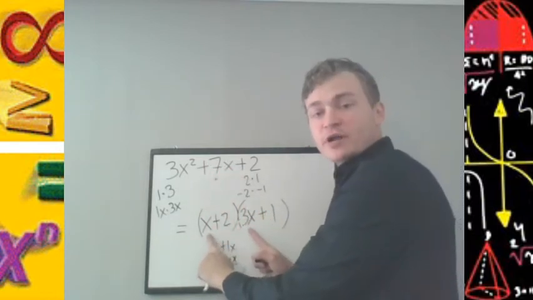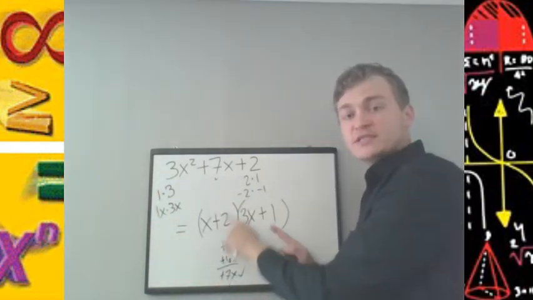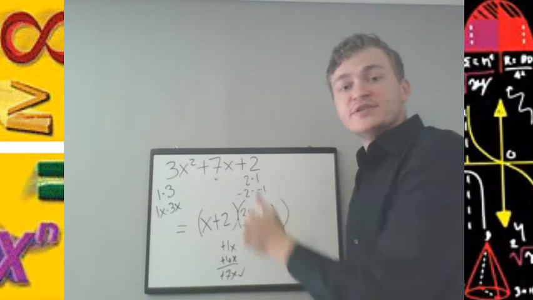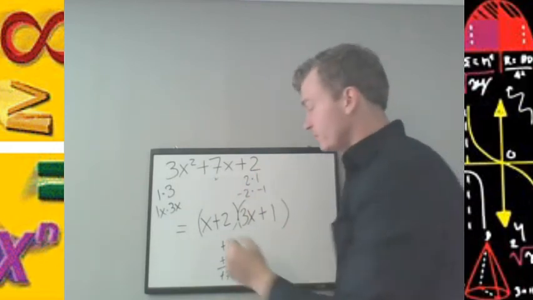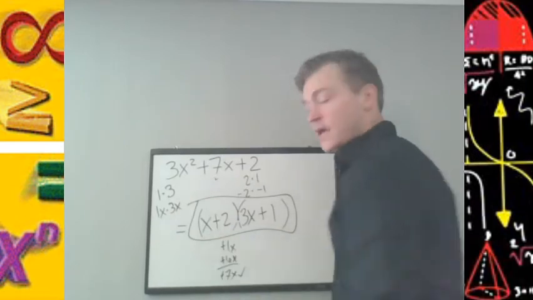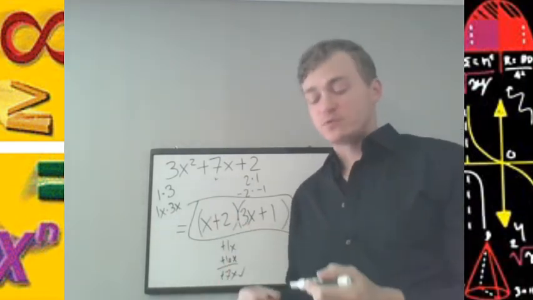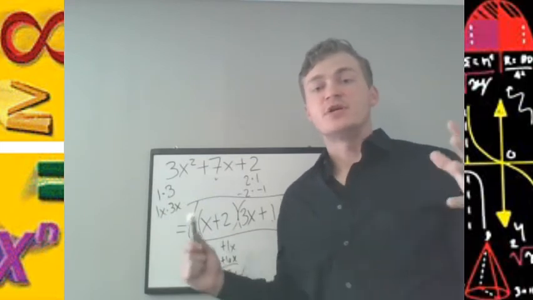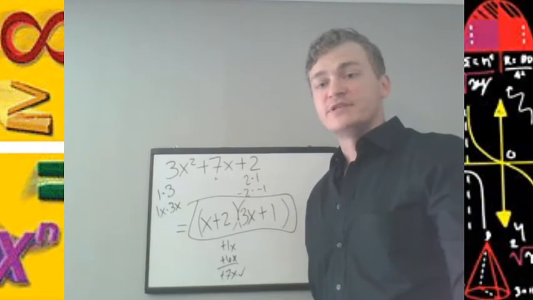We see the product of our first terms is 3x squared. We see that the product of our last terms is in fact 2. So we have correctly factored our trinomial 3x squared plus 7x plus 2 into the product of our two factors, x plus 2 and 3x plus 1. We have two factors because we have two binomials multiplying together for our factorization.